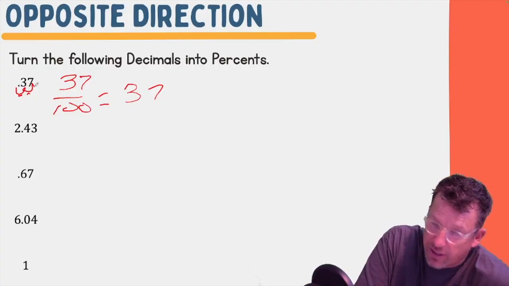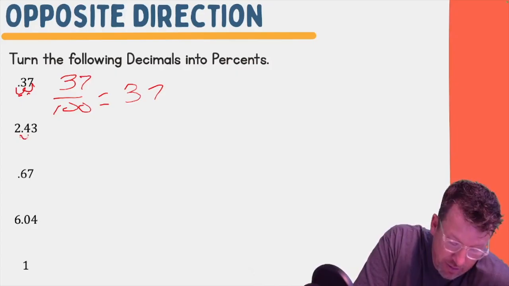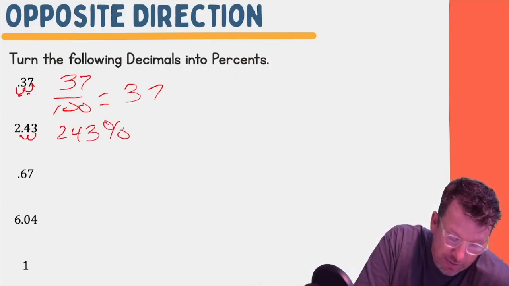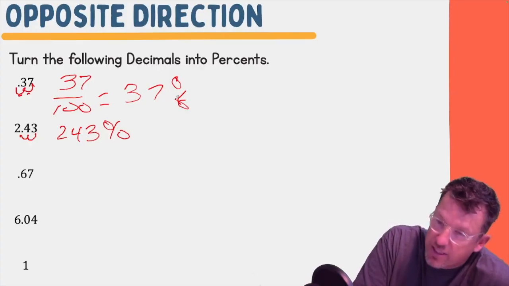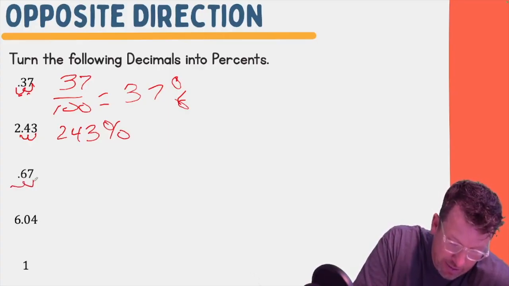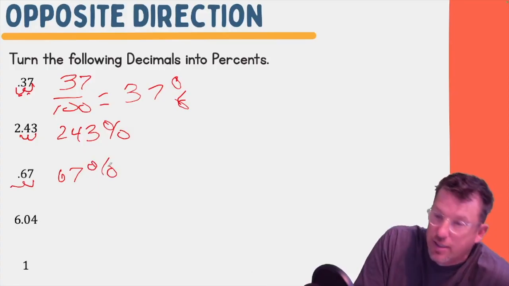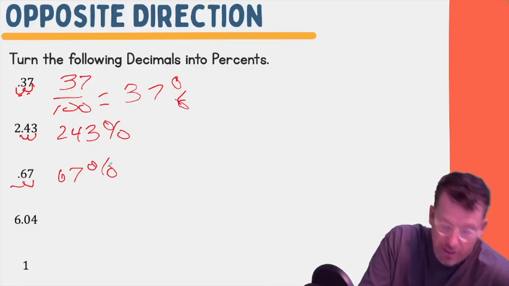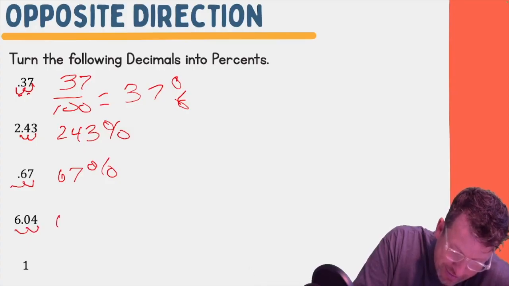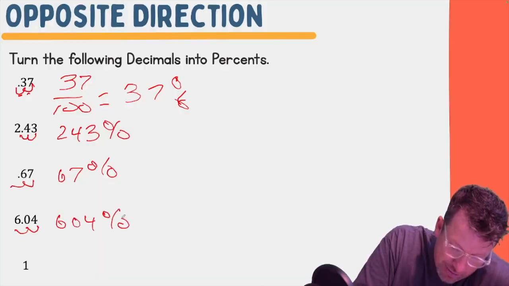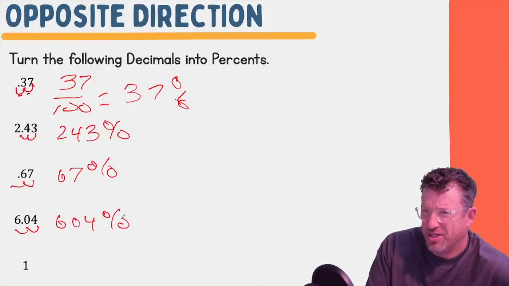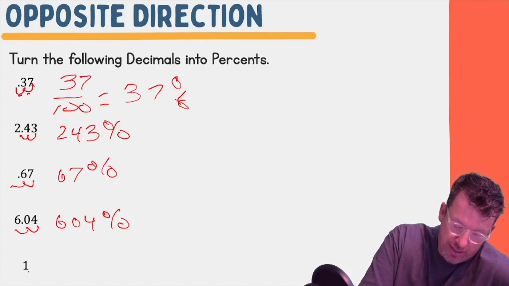So that's kind of the quick trick. If we got this number, we want to turn it into percent, move it 2 over. So it's 243%. Okay? 0.67 as a percent, move it 2 to the right, 67%. 6.004 as a percent, that's right, move it 2 to the right, 604%. 1 written as a percent, well, that's weird. Where's the decimal? It's at the end. 1, 2. 1 is the same thing as 100%.